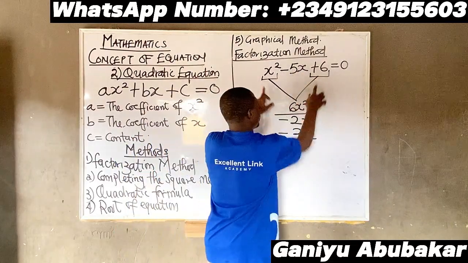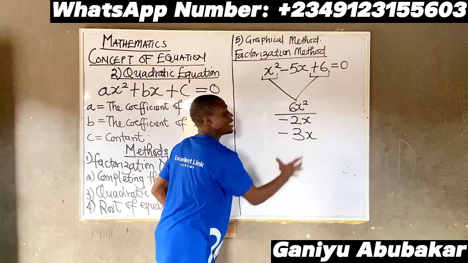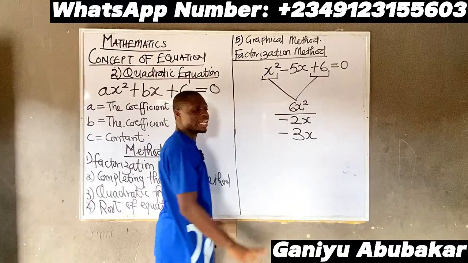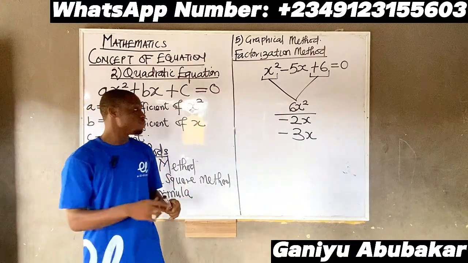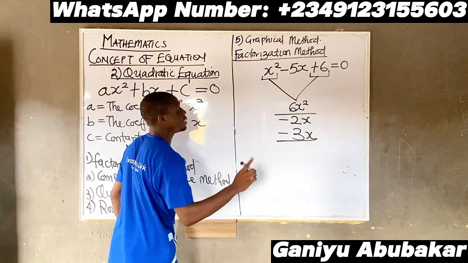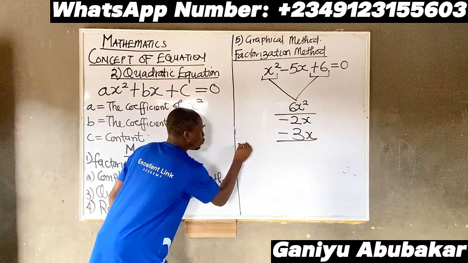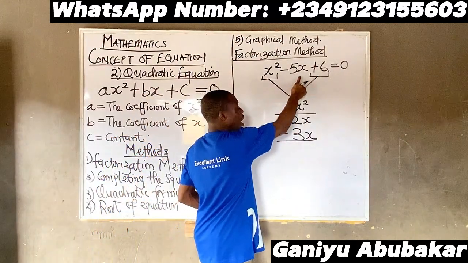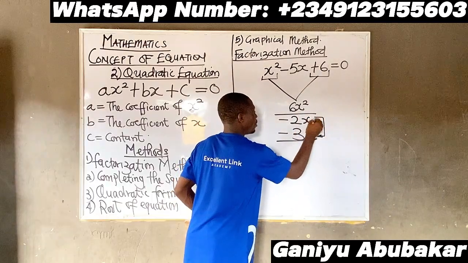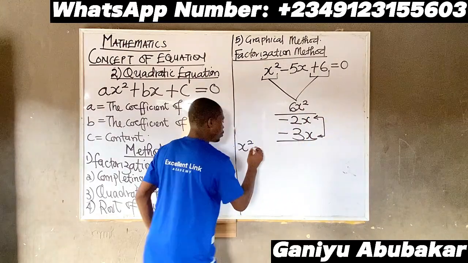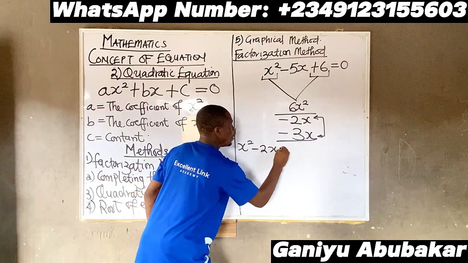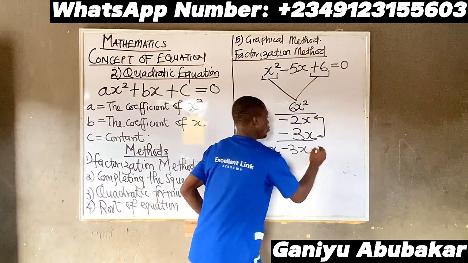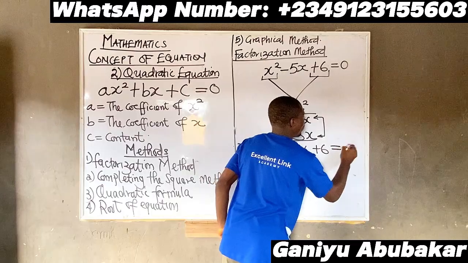Look for two values that, if you multiply them, give this, and if you add them, give this. That's the difficult part. When you're done with it, it's simple. Next, repeat the x squared. Instead of writing minus 5x, I'll replace it with minus 2x and minus 3x. The last thing is plus 6. Equals 0.